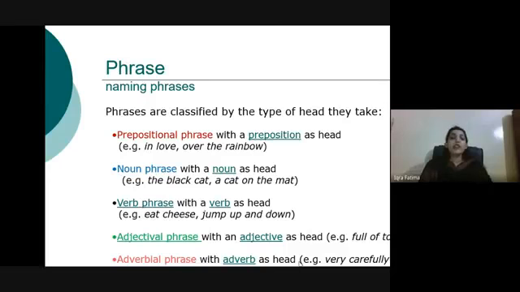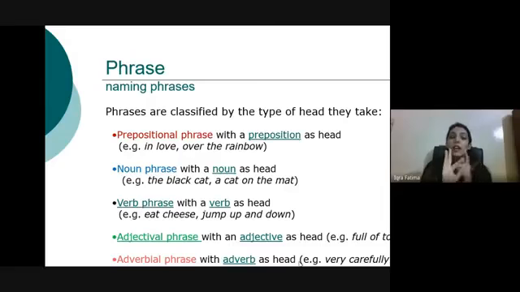And now keep one thing in your mind whenever you are supposed to identify a phrase. First thing you can do is look into the group of words, whether they carry a verb or subject or not. If they are not carrying the subject and verb, they are phrases. First thing to identify a phrase.